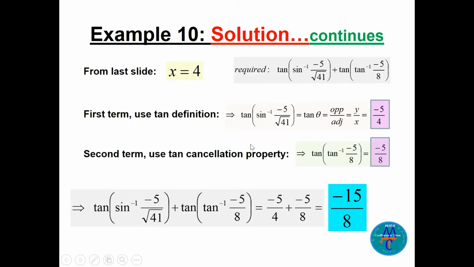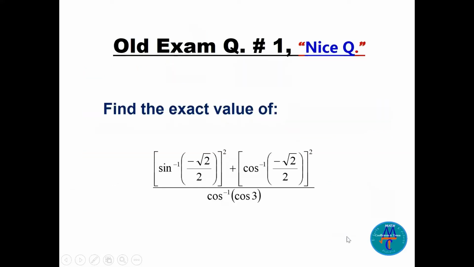Let's see, the second term is easy because we can use the tan cancellation property. So tan inverse of any x will be the same x. So it will be minus 5 over 8. So we can add minus 5 over 4 plus minus 5 over 8. The LCD is 8. Multiply by 2 up and down. You get minus 15 over 8.